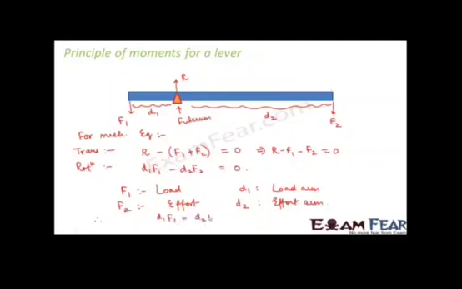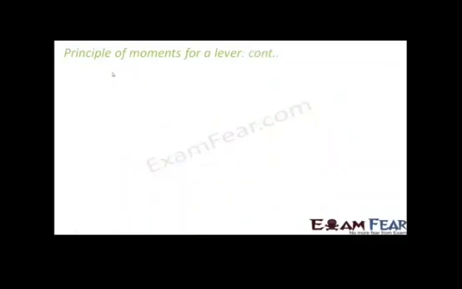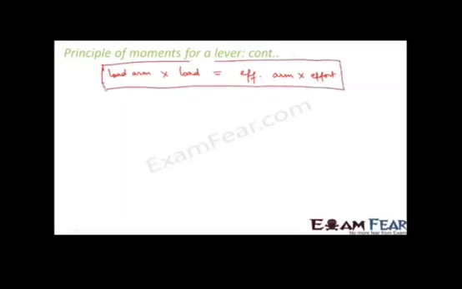We can write this equation as D1 F1 is equal to D2 F2. D1 F1 is written as load arm into load, and D2 F2 is written as effort arm into effort. So this defines the principle of moments for a lever. To ensure rotational equilibrium in the case of a lever, we should ensure that the load arm multiplied by the load is equal to the effort arm multiplied by the effort.